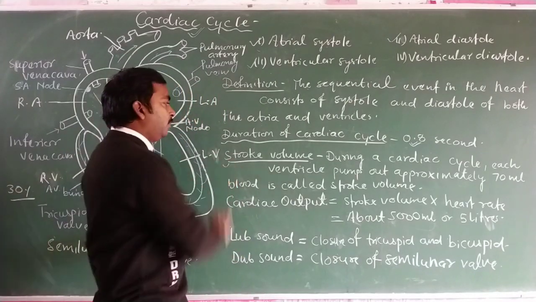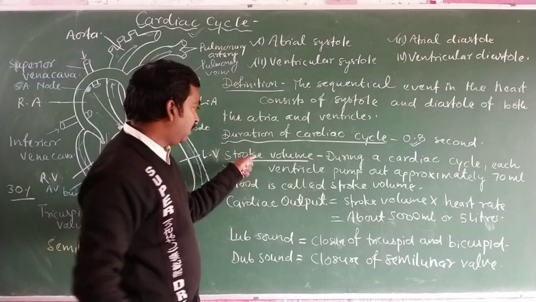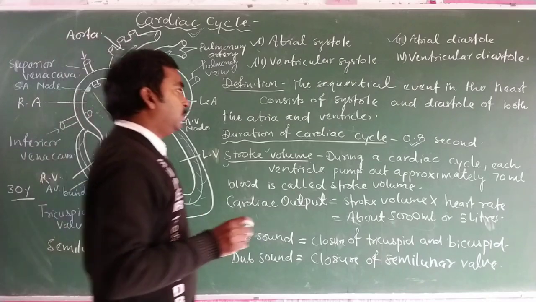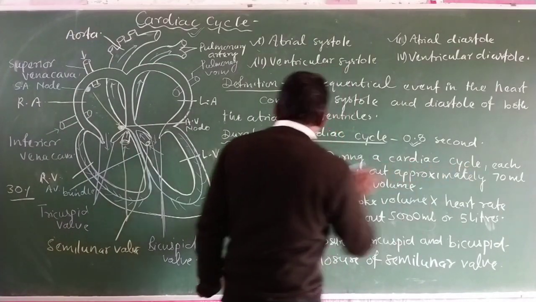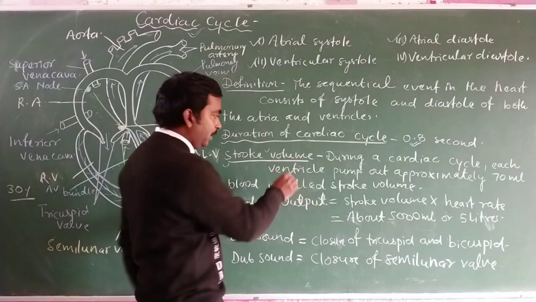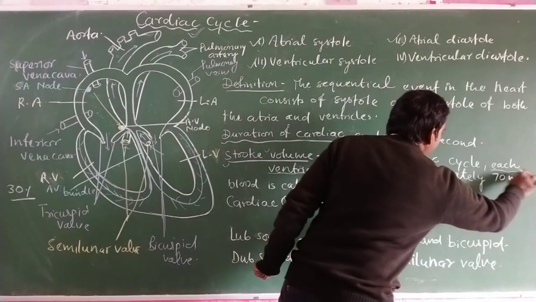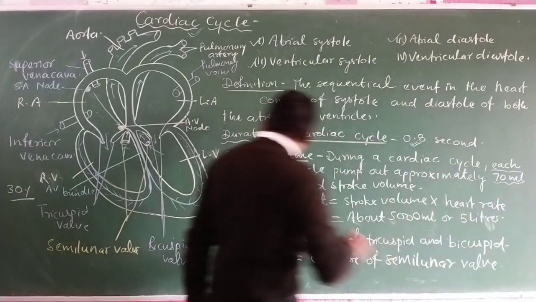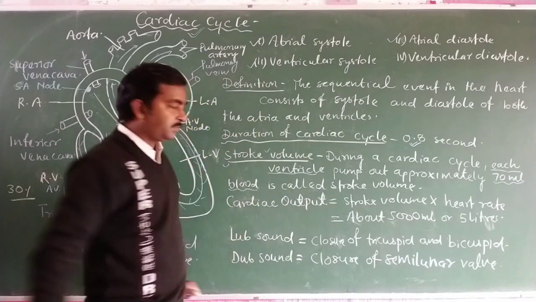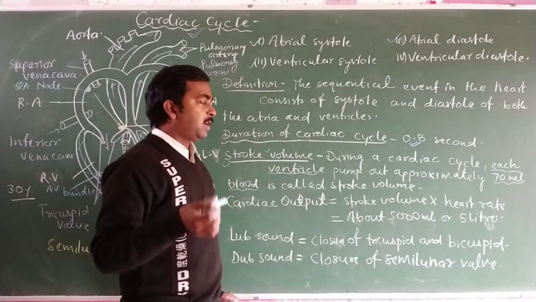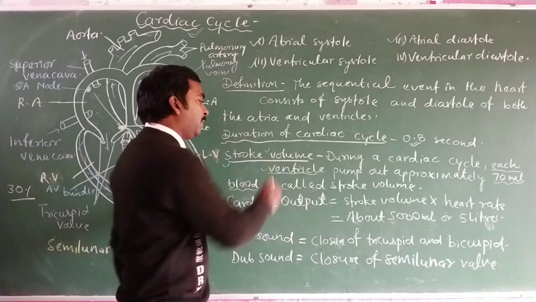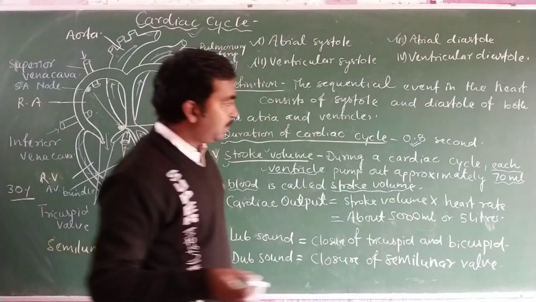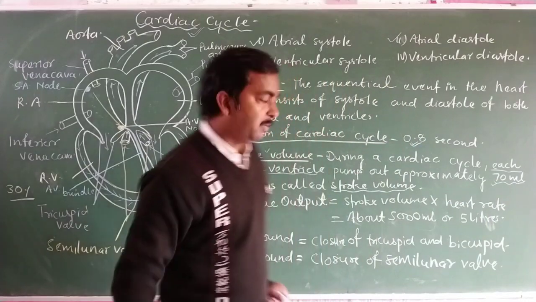Now the second piece of information related to the cardiac cycle is the stroke volume. Stroke volume is the volume of blood that each ventricle pumps out, approximately 70 ml, during each cardiac cycle. This is known as the stroke volume. So the stroke volume is about 70 ml.